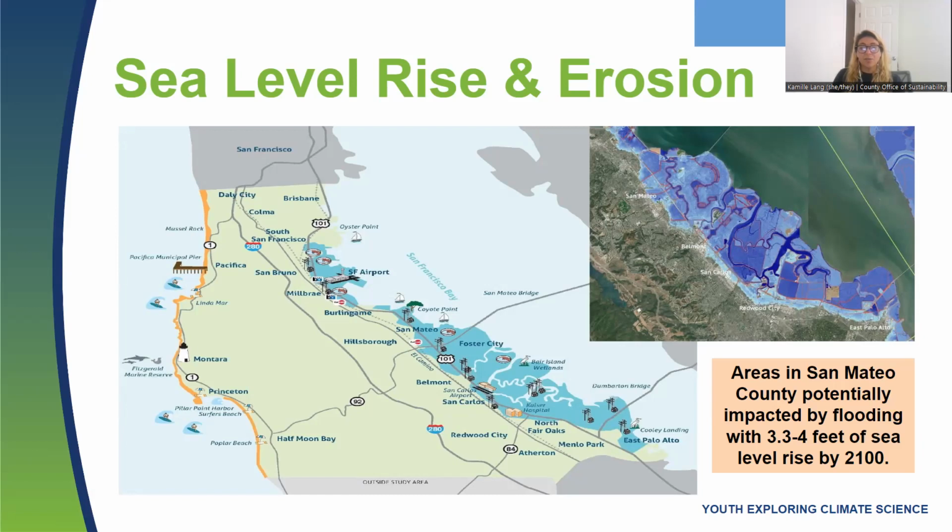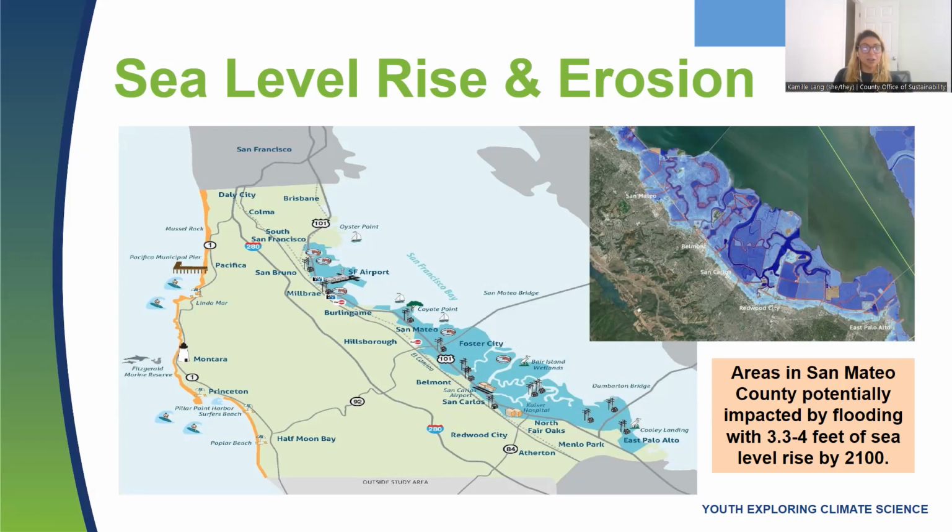When we're talking about other sea level rise impacts, that looks like flooding, and that might be temporary or permanent flooding that happens more so on the San Francisco Bay side of San Mateo County, like where the airport, Foster City, and East Palo Alto are. The areas in San Mateo County potentially impacted by flooding could expect to see 3.3 to 4 feet of sea level rise by the year 2100.